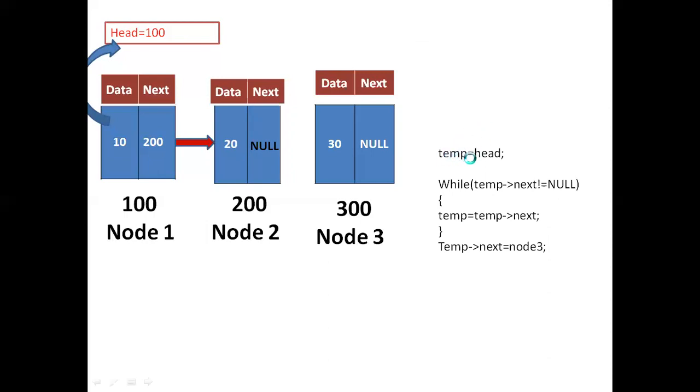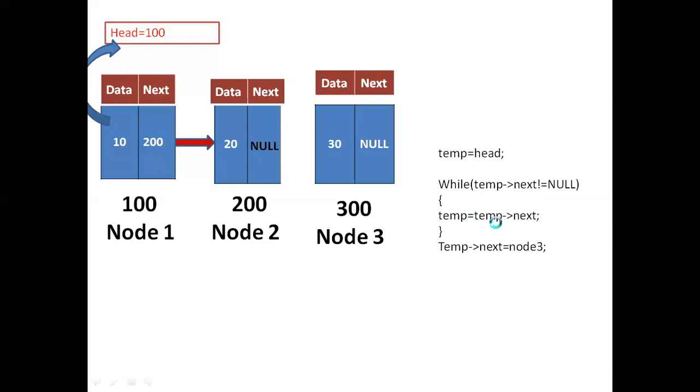Again assume that temp value is equal to head. Here only one pointer variable is there, that is head, which we are using for accessing the entire list. So here head is equal to 100, and 100 we assign to temp. Now check the while condition. Temp arrow next, 100 arrow next. What is 100 arrow next here? 200. Is 200 not equal to null? Yes, exactly, it is true. Then enter into the while loop.